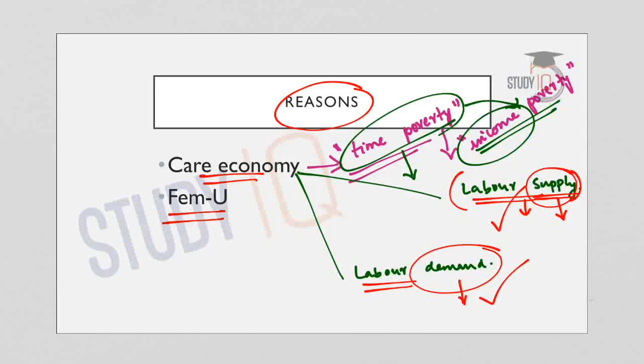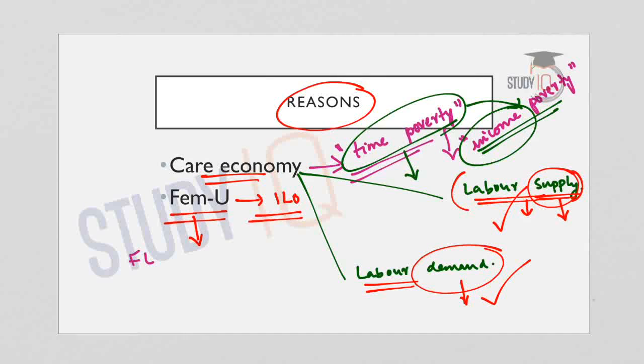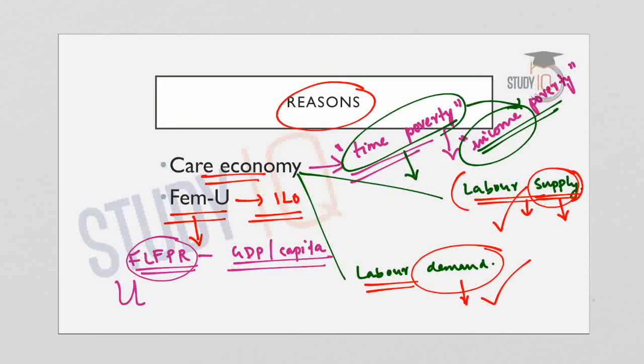Now the second reason is Fem-U. So we will understand the concept of Fem-U, and this concept was designed by the ILO, that is the International Labour Organization. This concept says that there is a U-shaped relationship between female labour force participation rate and GDP per capita. So let us understand what this U-shaped relationship proposes: growth lowers the female participation rate in the early stages of development and increases it at later stages. So let us understand it in detail.